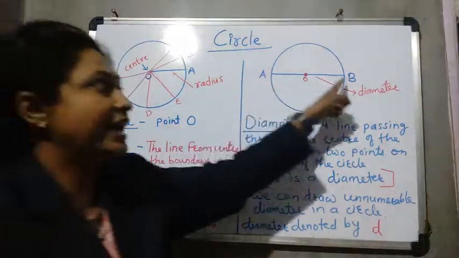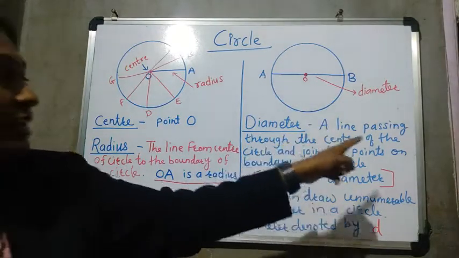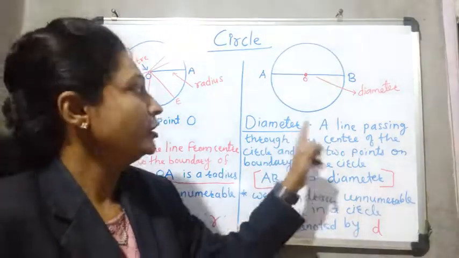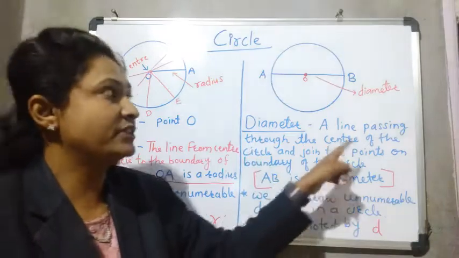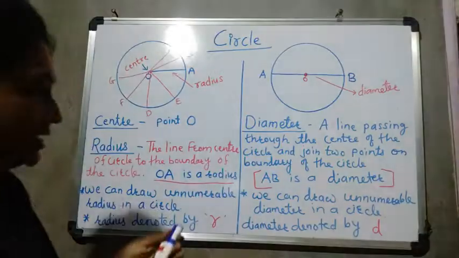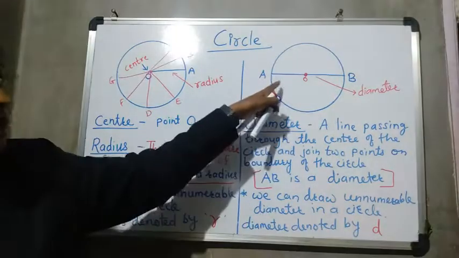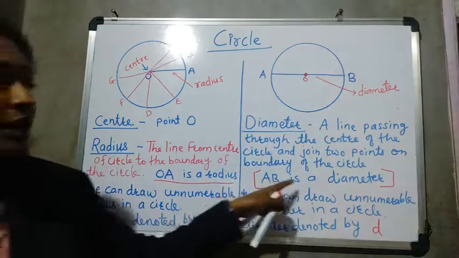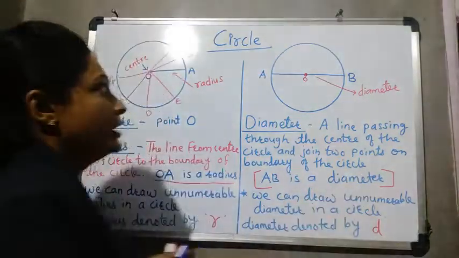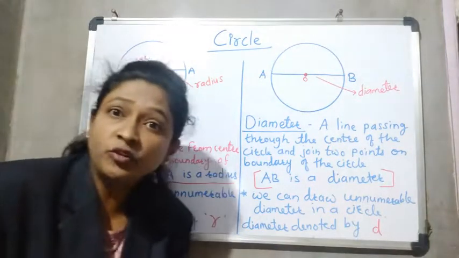It's called the diameter. Okay, now see, I have given here a line passing through the center of the circle and joining 2 points on the boundary of the circle. It's called what? Diameter of the circle. Okay, here this line segment AB is what? Our diameter. Understand?